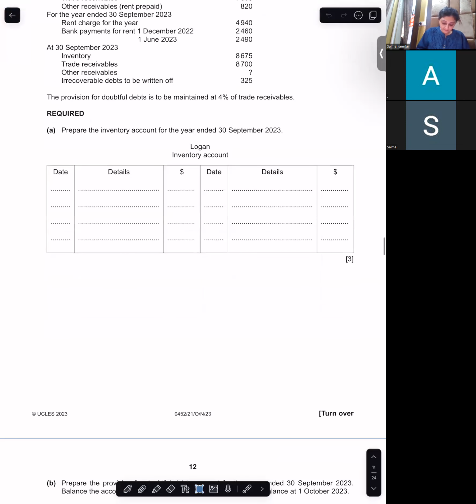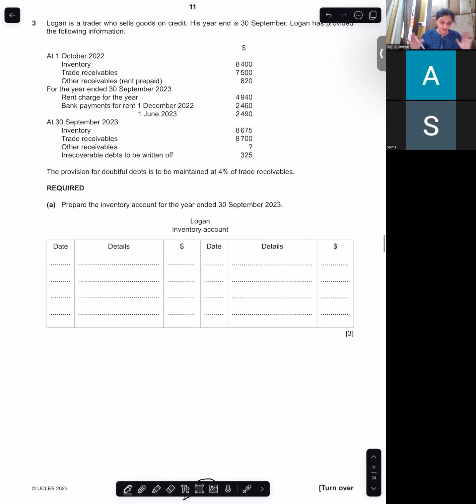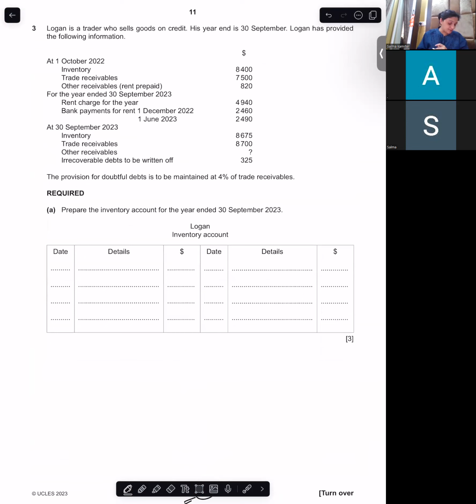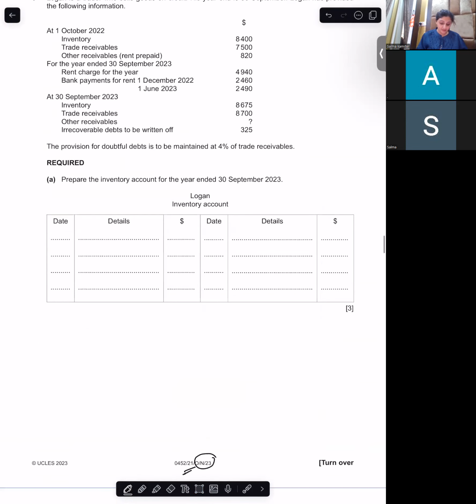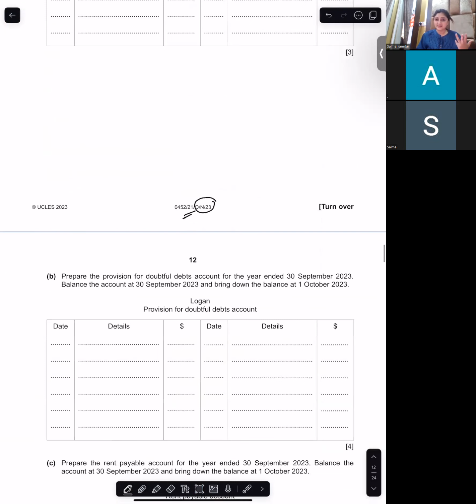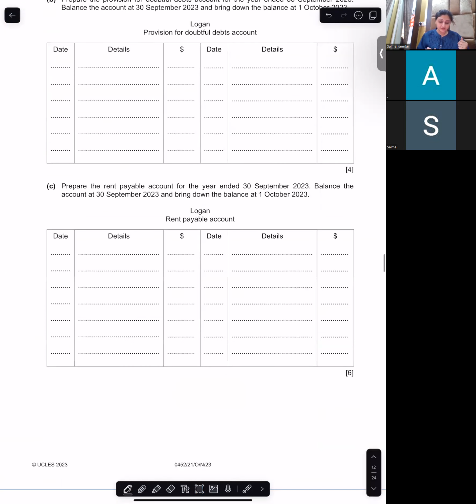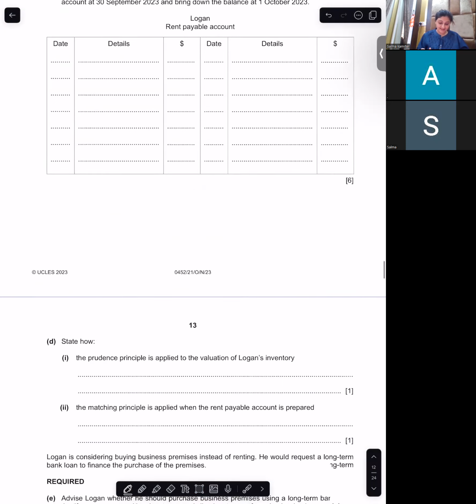So we are doing October-November 2023, paper number 21. It's a mixed sum of other receivables and payables, which we have to make the inventory account. We also have to make the provision for doubtful debt account, and we have to make an expense account.